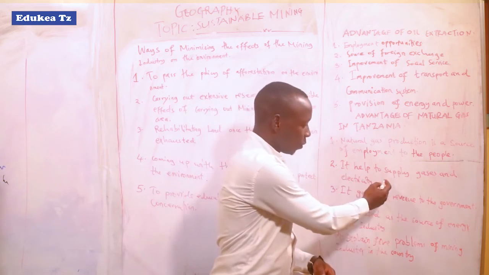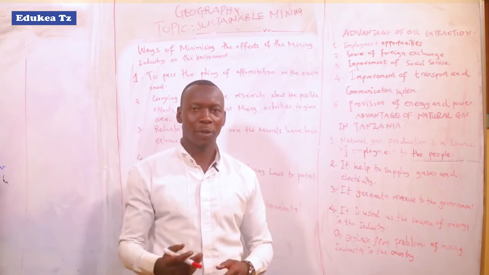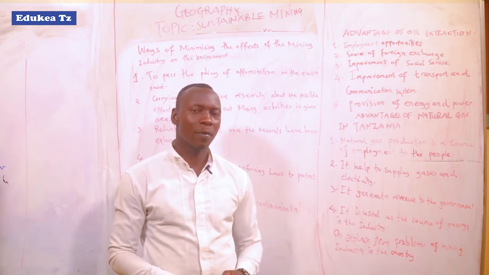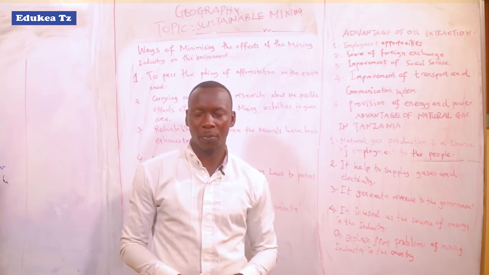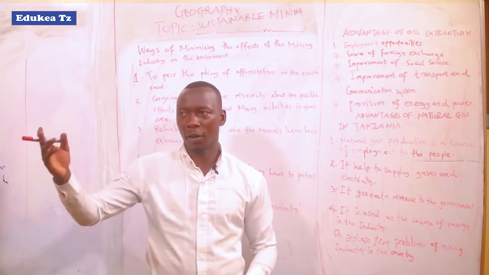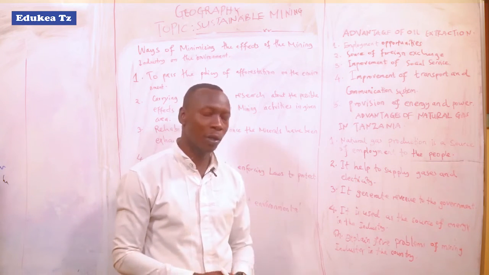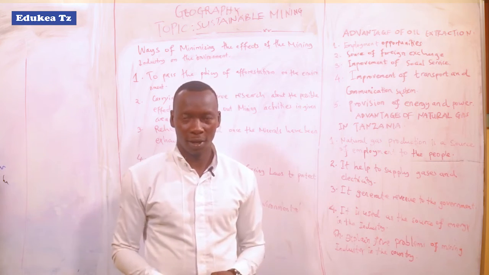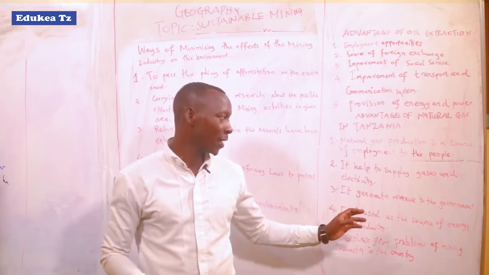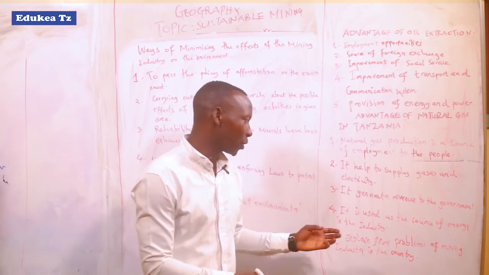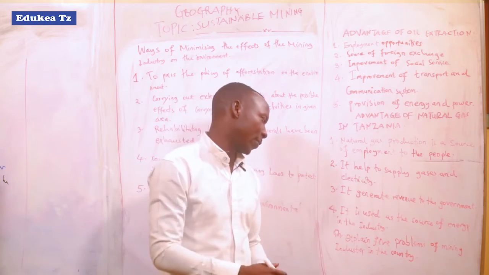Another is that it helps to supply gas and electricity. Natural gas is used to run different machines. Also it produces electricity. So people are enjoying it in their homes and in other domestic uses like cooking, heating, and so on. Also in industry, it is used to provide power. So gas is very important because it provides power like electricity, and it is used for domestic purposes.